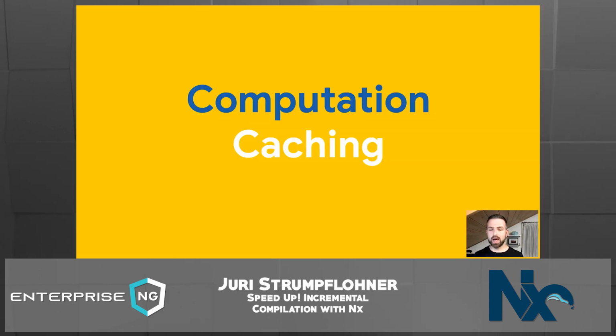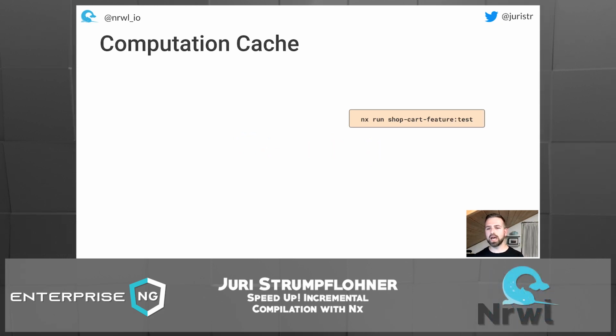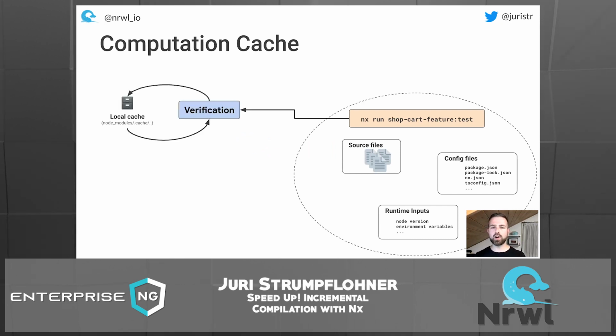Another thing I'm super excited about is the actual computation caching. So what computation caching does, this is something on top of the affected command. And what happens there is that if you execute nx run, for instance, shop cart feature, which could be one library, and the tests on top of that library, what NX does in this case, it takes the source files into account. It also takes the config files, some runtime inputs, which you can even define on your own, like environment variables. And then it verifies whether that command against those different artifacts has already been executed before.